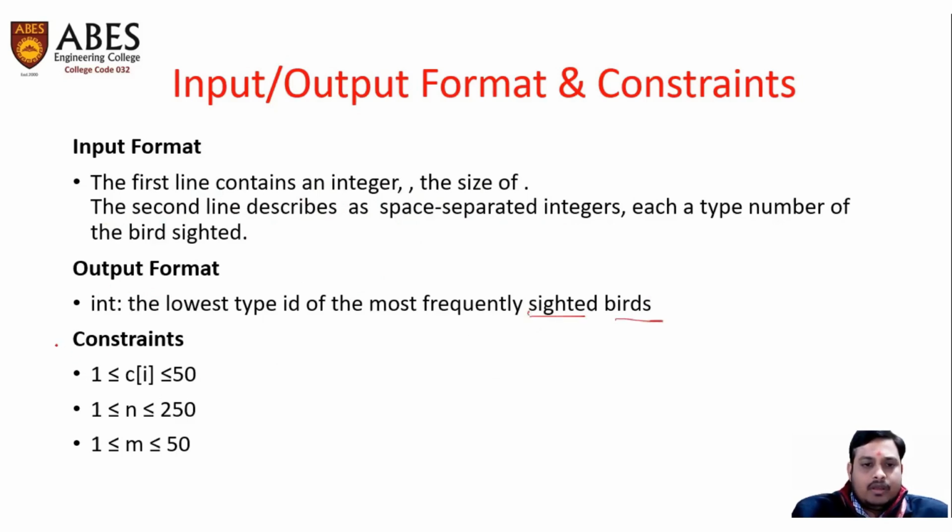If you're talking about the constraints, here we can see the ID must be between 1 and 50, meaning we cannot have more than 50 IDs. And the number of birds is between 1 and 250. So this is basically the constraint that is given here.